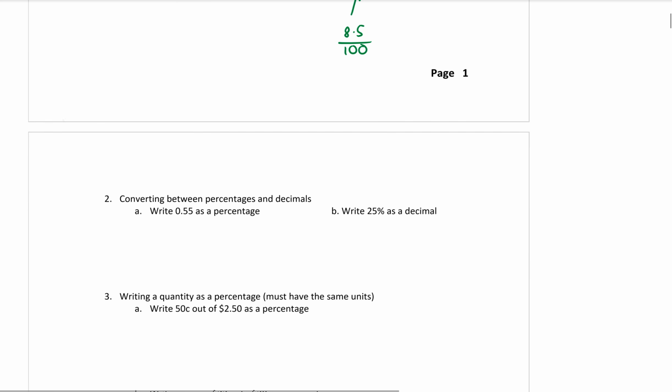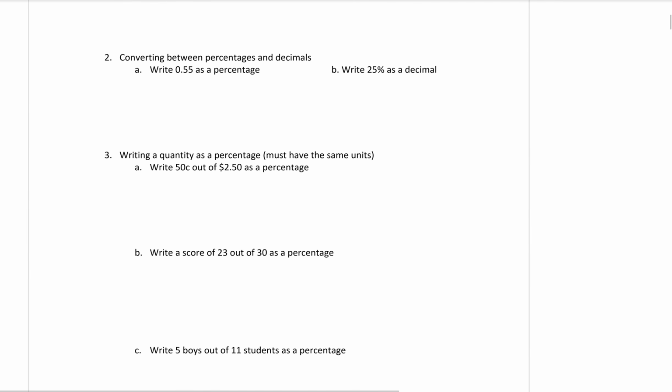Okay, question 2. Now we want to convert between percentages and decimals. So first of all, we have 0.55. That's a decimal, and we want to change it to a percentage. Use your diagram. How do I get from a decimal to a percentage? Times by 100. So I'm going 0.55, that's my number, and I'm timesing it by 100. What do you get?